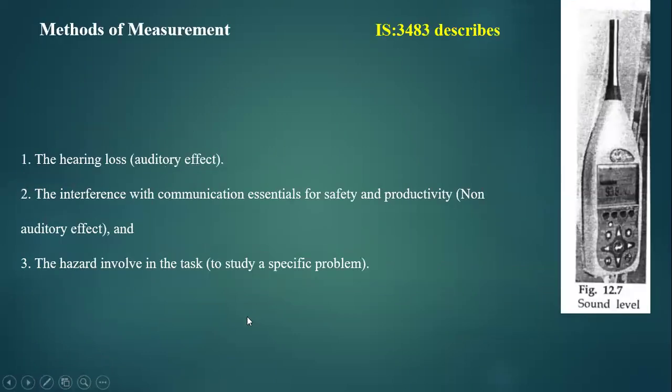Now we'll see the various methods for the measurement. One is hearing loss, which is an auditory effect, and the interference with communication, essential for safety and also productivity, and the hazard involved in the task, to study a specific problem. So what is the effect? One is hearing loss. It interferes with communication. How will it interfere? If there is any heavy or high noise, we can't communicate. We can't inform our co-workers about the job requirement.